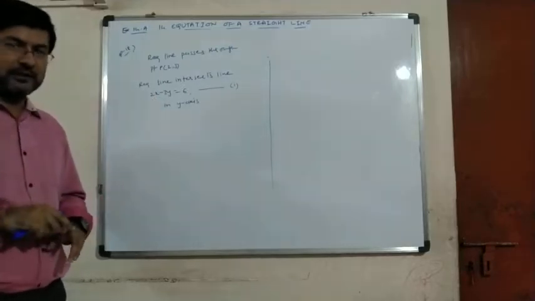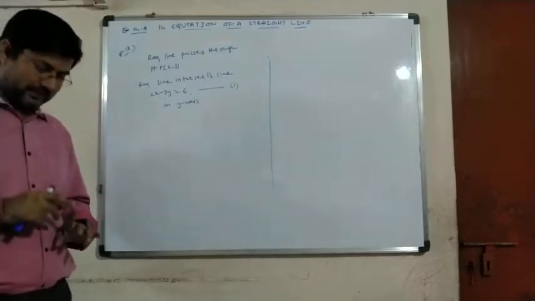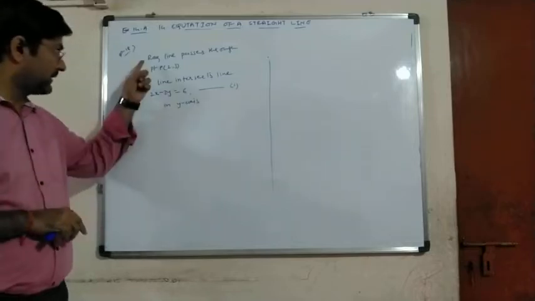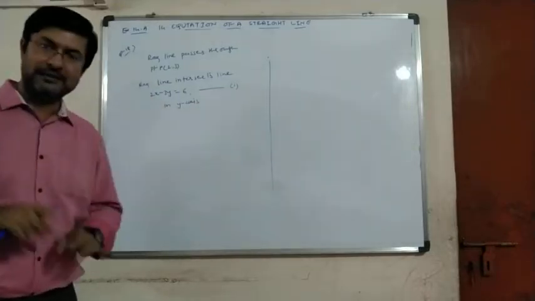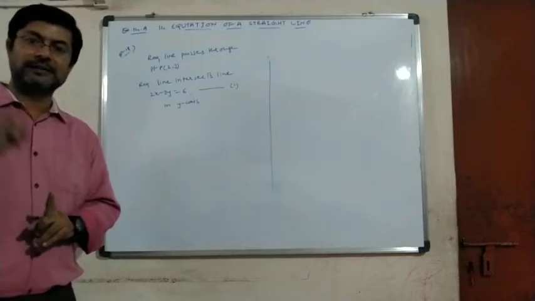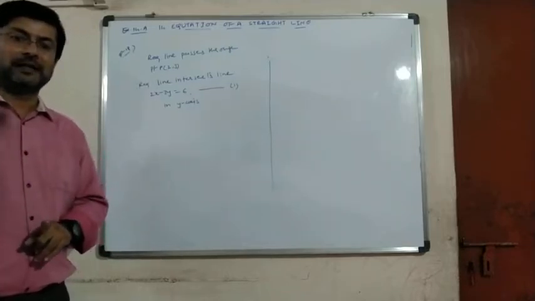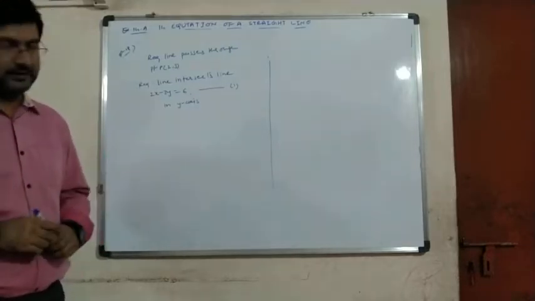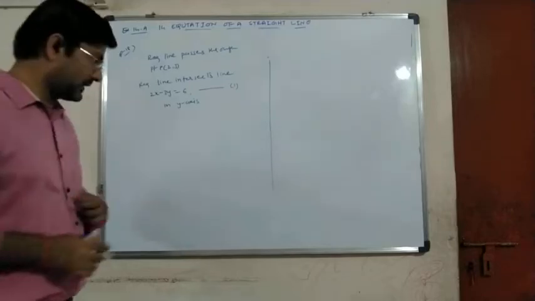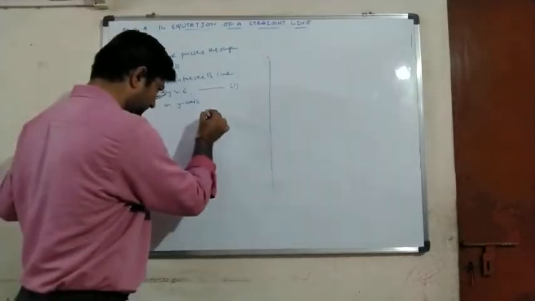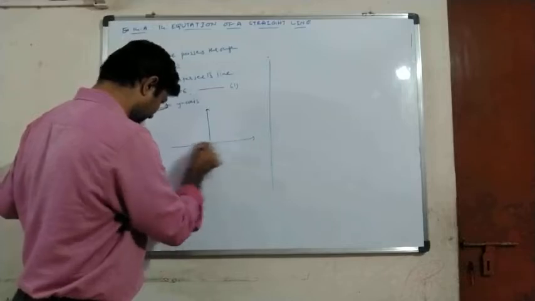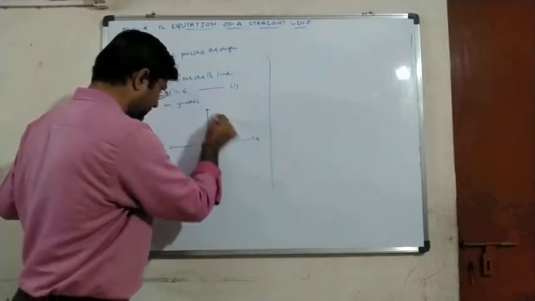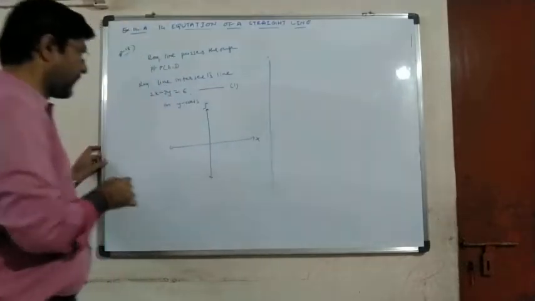What does this mean? This means that three lines, which are those three lines? One, the required line, second, the given line, and the third, y-axis. These three lines are meeting at one point and that one point lies on y-axis. Clear? Let us try to understand this fact with the help of a diagram. We have y and x coordinate axis.